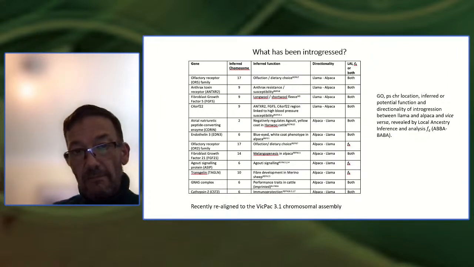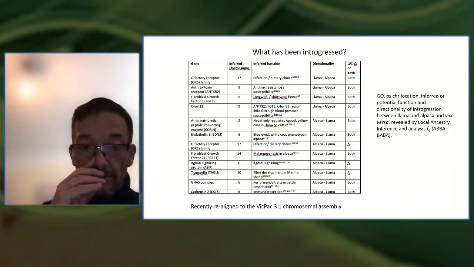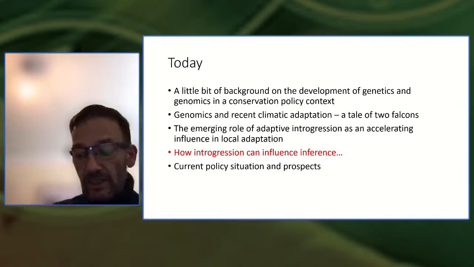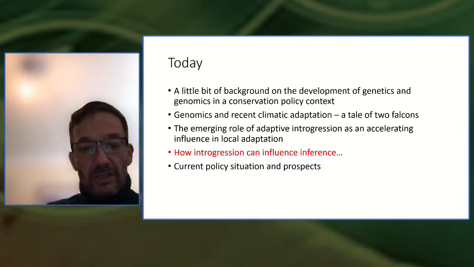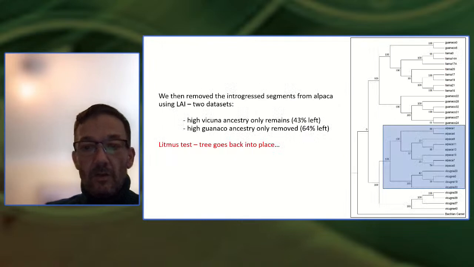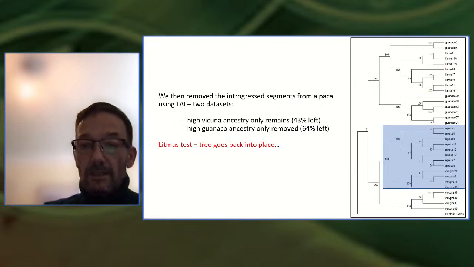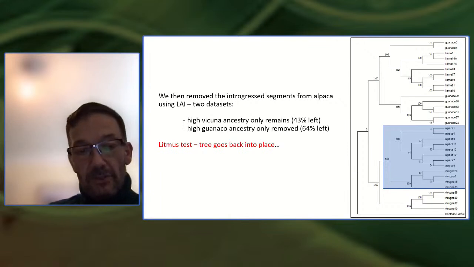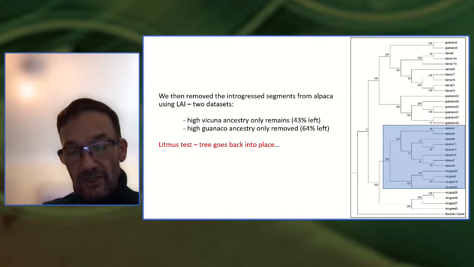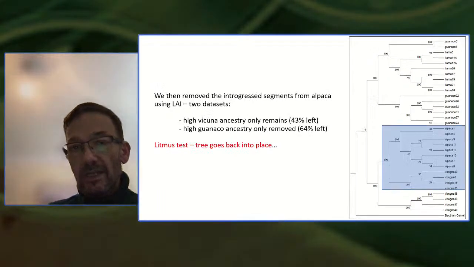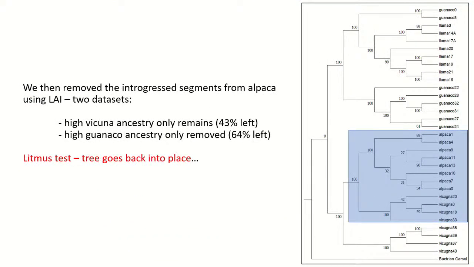Okay, why is that important? Why is that interesting? Next slide. The question is now then, why is that important in terms of what we can infer? Our next slide. I showed you this, or a version of this tree previously. What I didn't show you is what happens when you remove all the introgressed segments. And that's what we did. It was a bioinformatics nightmare.